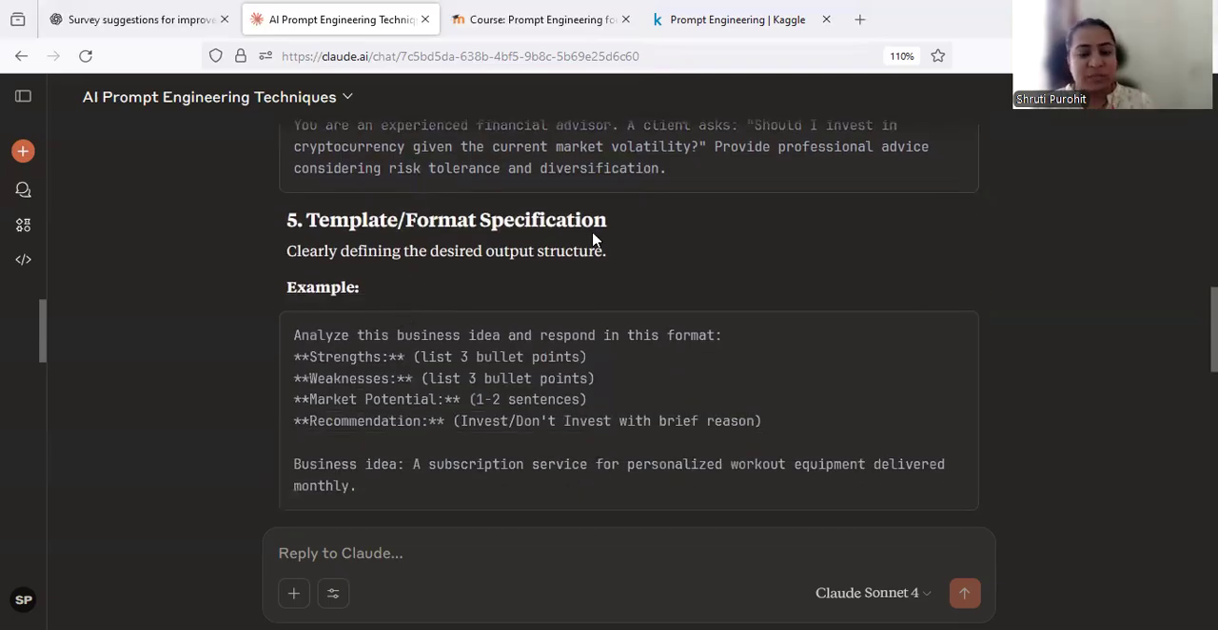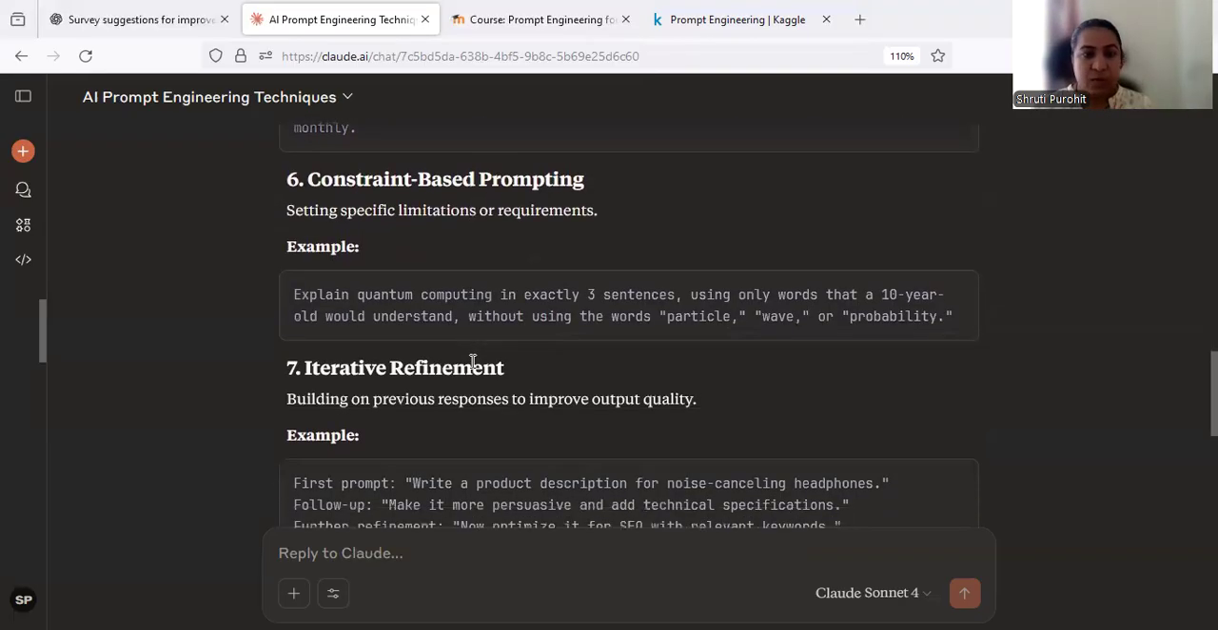Next, template and format specification, where we are providing a particular format and the AI has to provide the answer in that format only. For example, analyze the business idea and respond in this form. Like HR people want some kind of data in a specific format, or a marketing team wants their advertisement in a specific format. These are some examples where we can use this template or format-based prompting technique.